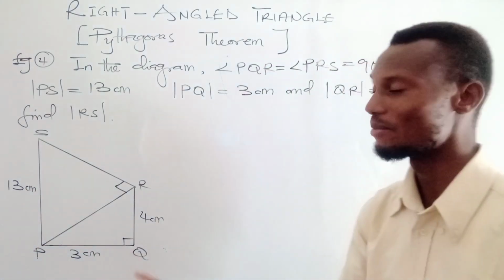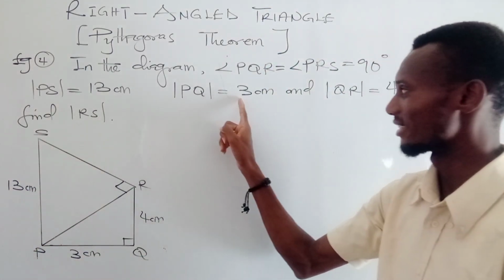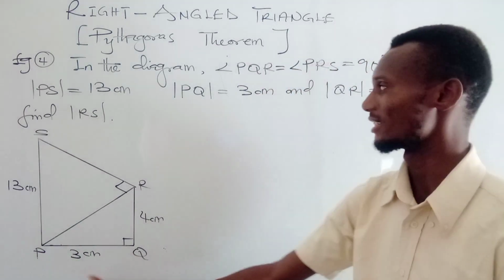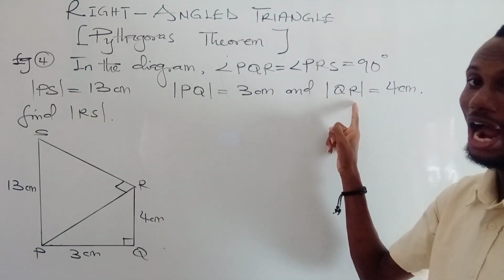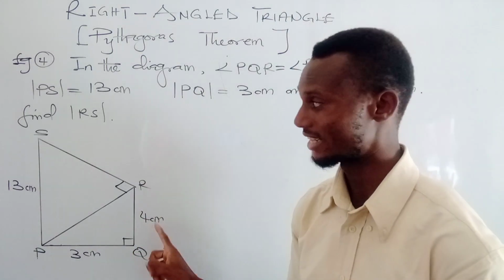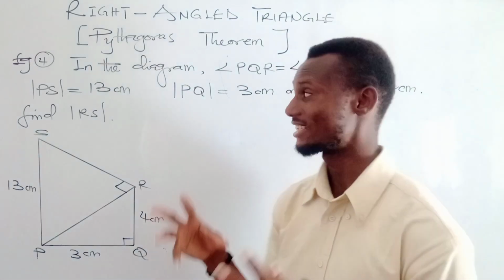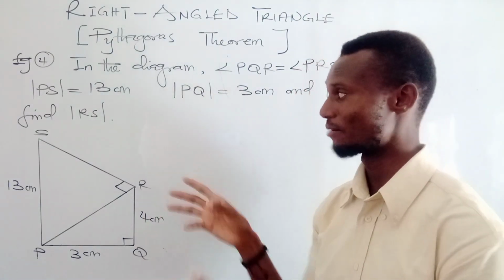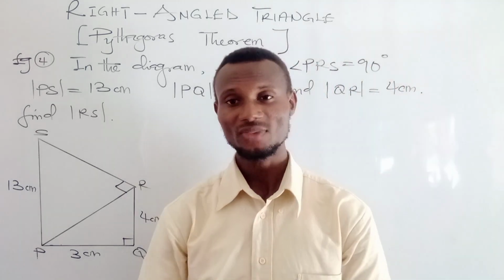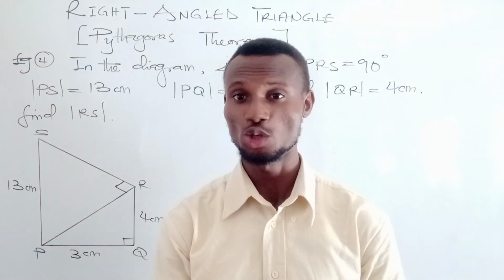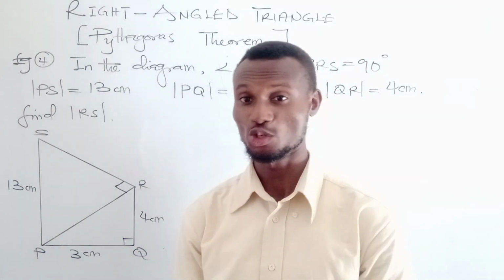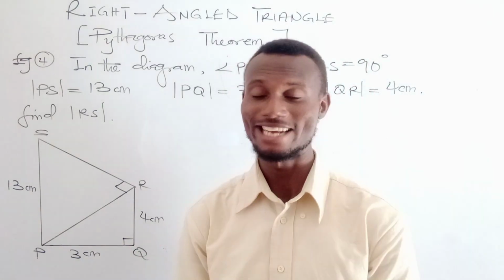We have also been given line PQ, which is 3 centimeters, and line QR, which is 4 centimeters. So we've identified all the values that have been given in the question. Now let's proceed. We are going to apply the Pythagoras theorem to be able to solve. I taught you the Pythagoras theorem in the previous video, so we are applying that knowledge here.